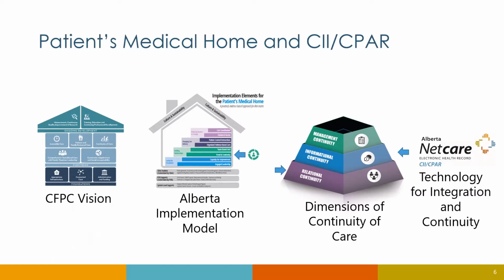When we look at CII CPAR, it's important to understand that CII, Community Information Integration, is a system that transfers select patient information between community EMRs. It's coming from the community clinics. By sharing that information, other members of the patient's care team have access to it through Alberta NetCare. CPAR, the Central Patient Attachment Registry, is that provincial system, and it captures the confirmed relationship of a primary provider and their panel patients. Together, CII CPAR enables health system integration and improved continuity of care that are both essential and foundational elements in the patient's medical home.